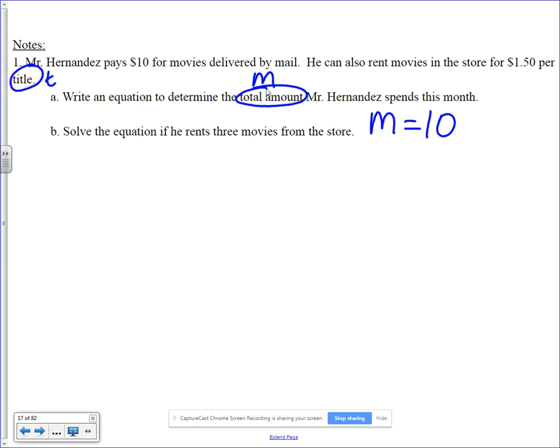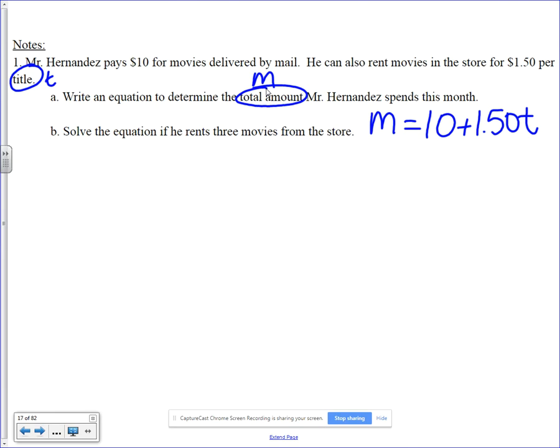So let's use T for that. Everybody all right? Now I know what you're thinking. You just said that you couldn't use 2 variables and we're using 2 variables, right? Is that what you're thinking? Okay, well, it's $1.50 per title. So there is my equation.